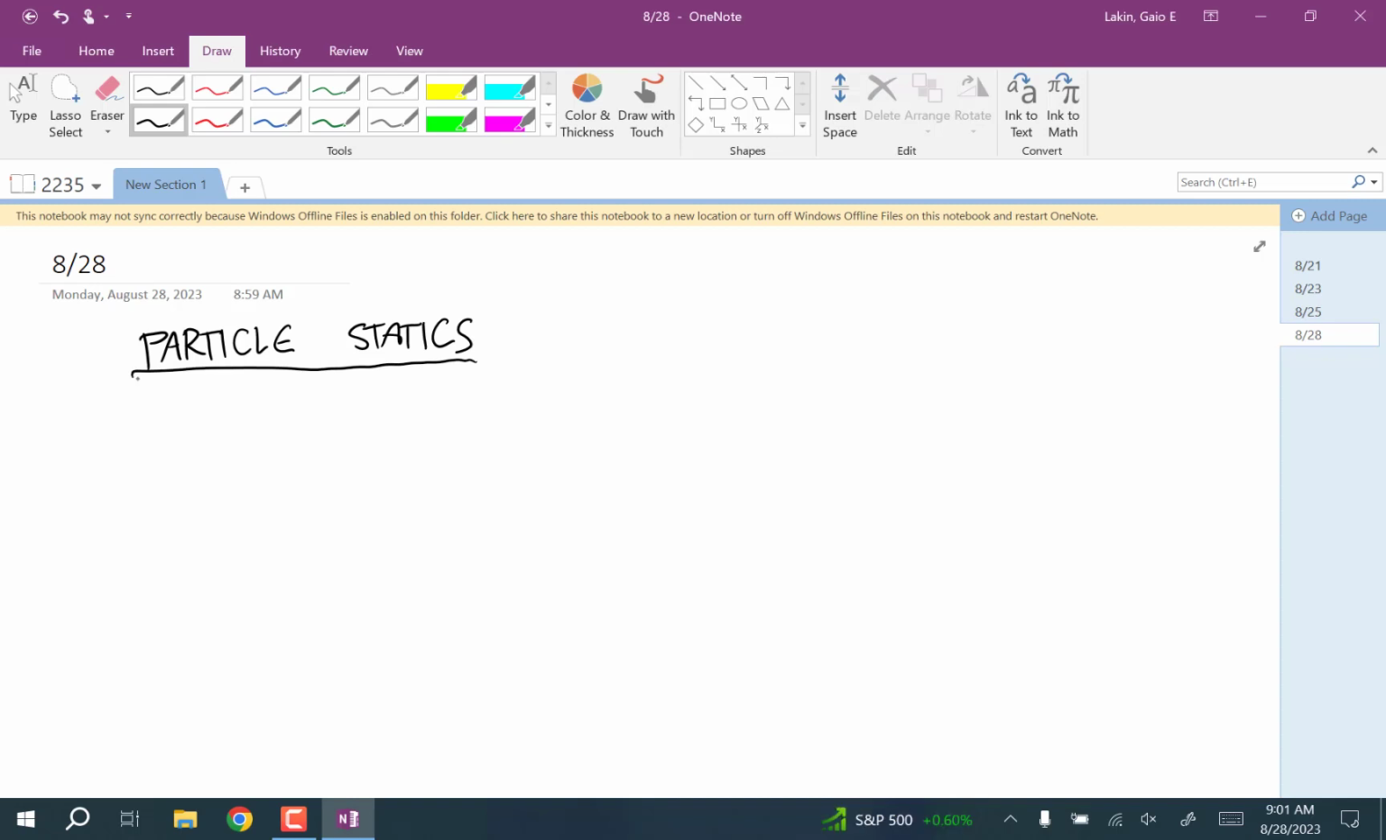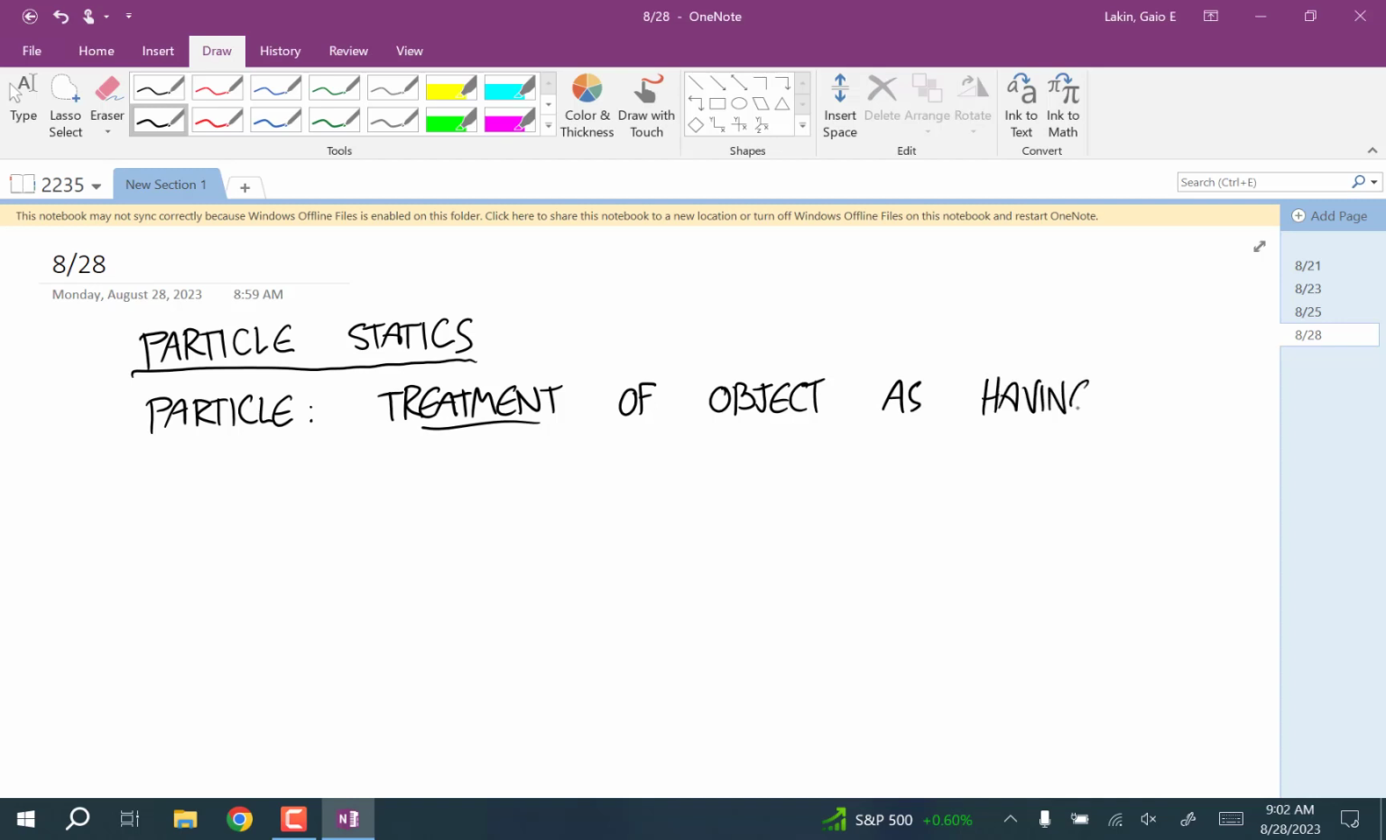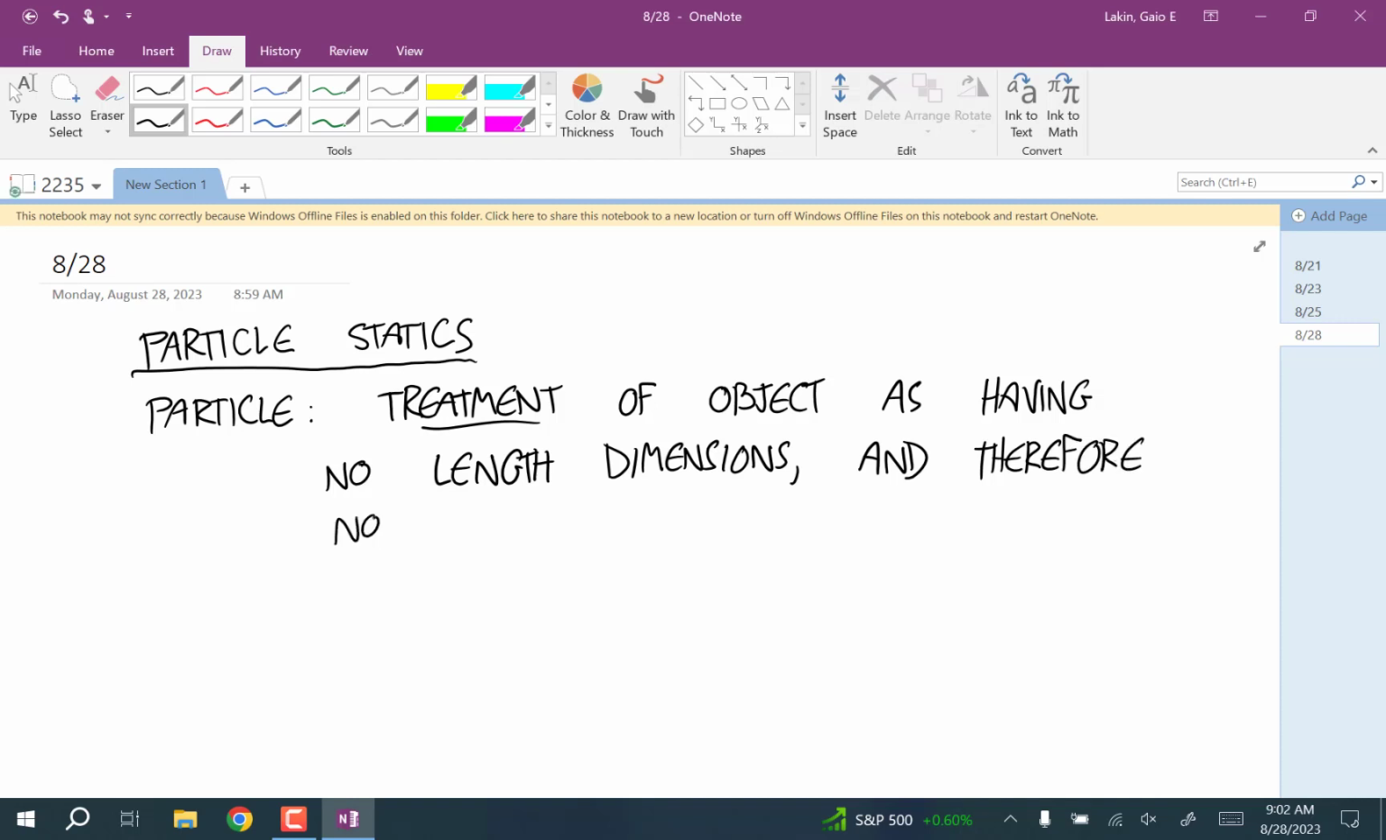What is a particle, first of all? I think it's sort of natural for people to think a particle is like a small thing because you think of particle physics as like subatomic particles and stuff. But really a particle is just a mathematical treatment and you can use it for anything. A particle is a mathematical treatment of an object as having no length dimensions and, as a result of that, and therefore no orientation.